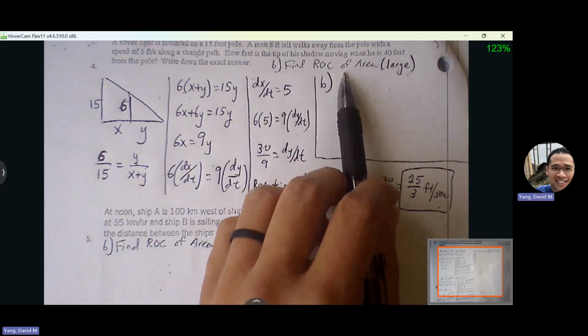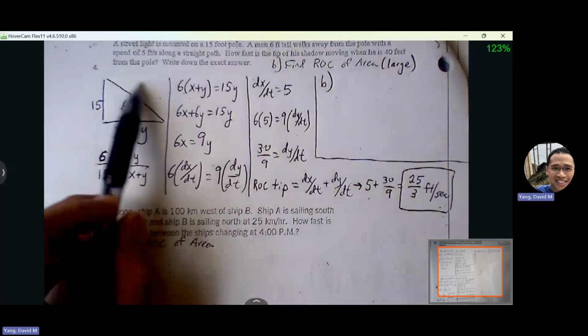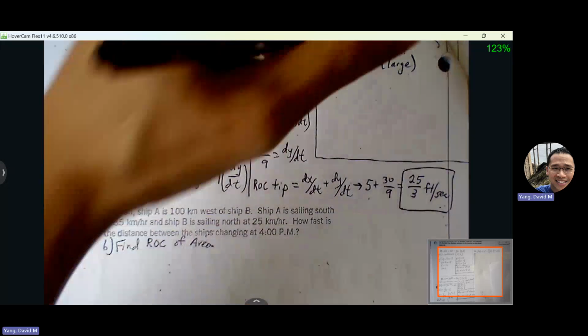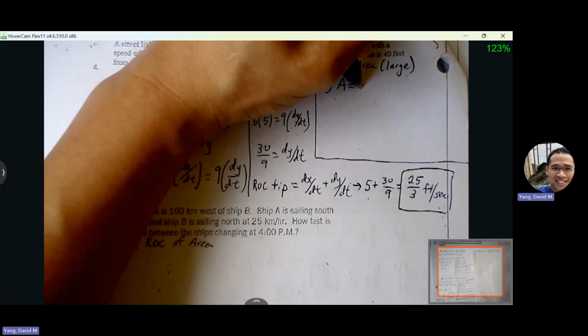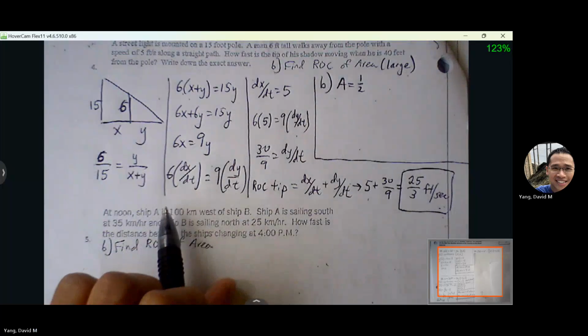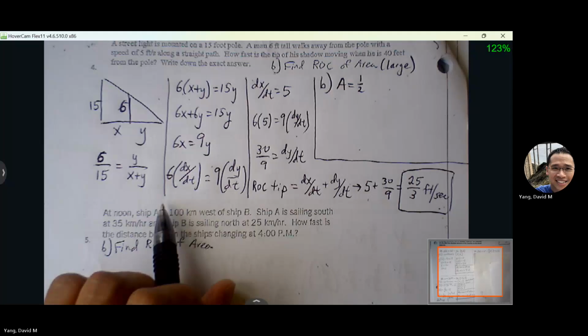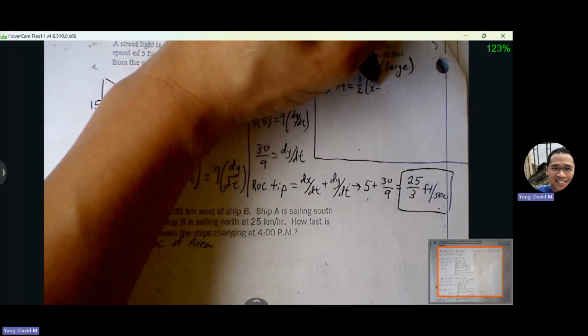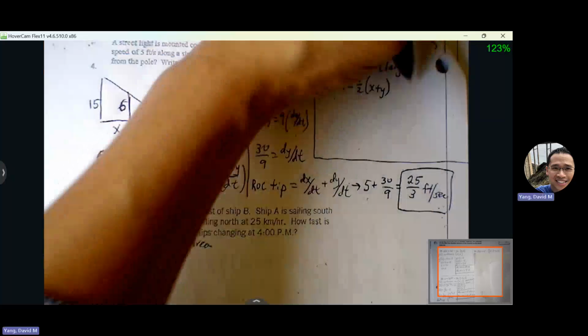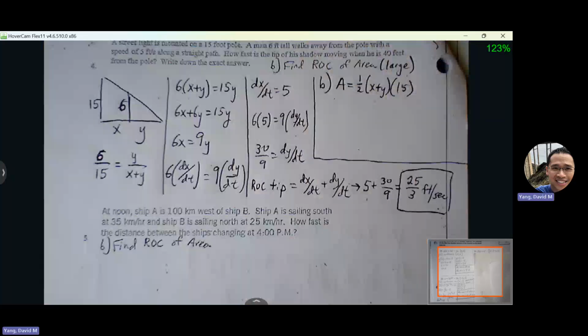Part B, find the rate of change of the large area. All right, so the formula for area is 1/2 base times height. What's the base? X plus Y. What's the height? 15.